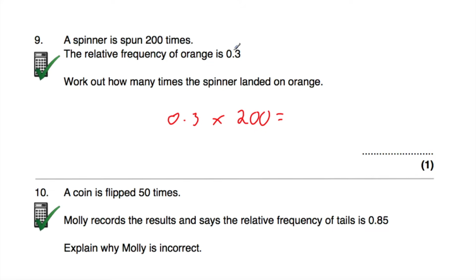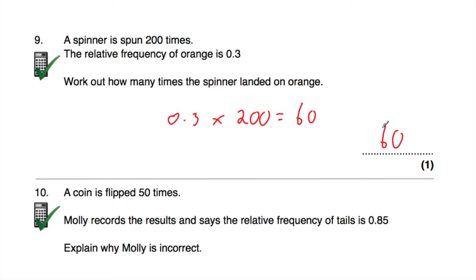So if you just times the relative frequency by the number of times the experiment is carried out, the answer would be how many times that event took place. So we would do 0.3 times 200. And when we do that on our calculator, 0.3 times 200 is equal to 60. So it means that the spinner landed on orange 60 times.